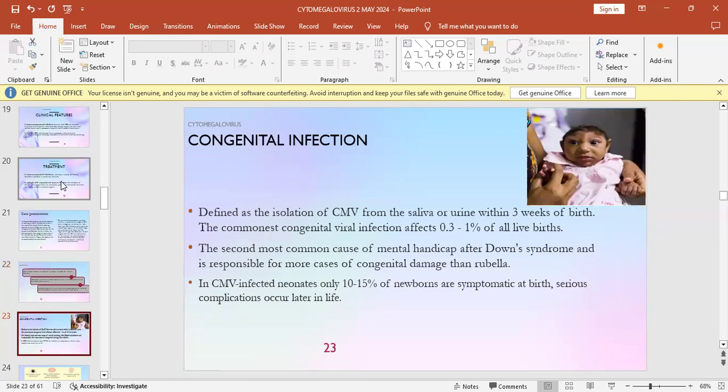Congenital infection is defined as the isolation of cytomegalovirus from the saliva or urine within 3 weeks of birth. It is the commonest congenital viral infection, affecting 0.3 to 1% of all live births. It is the second most common cause of mental handicap after Down syndrome and is responsible for more cases of congenital damage than rubella. In cytomegalovirus infected neonates, only 10 to 15% of newborns are symptomatic at birth. Serious complications occur later in life.